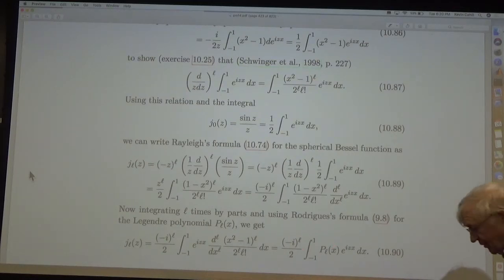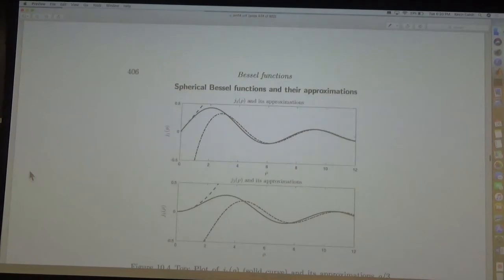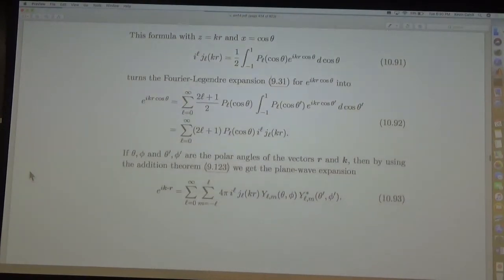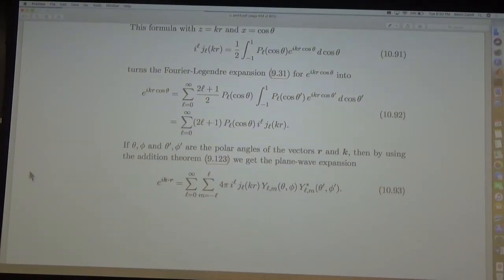This turns out to be very useful in physics because, well, let me just show you. It has applications in scattering theory. In particular, if you replace z by kr and x by cosine theta, then that gives you the formula i to the L jL of kr is given by this expression. So the Fourier transform has changed. When I said Fourier transform, it was actually not quite a Fourier transform because we weren't integrating over the whole real line.